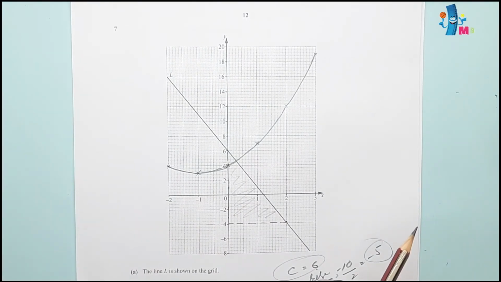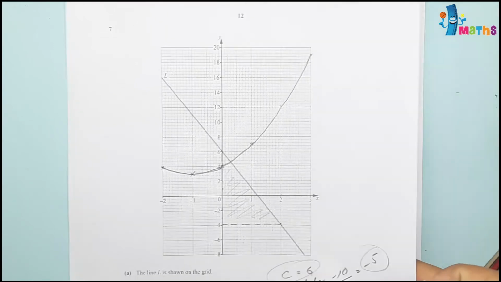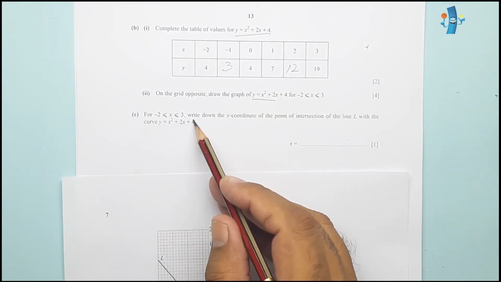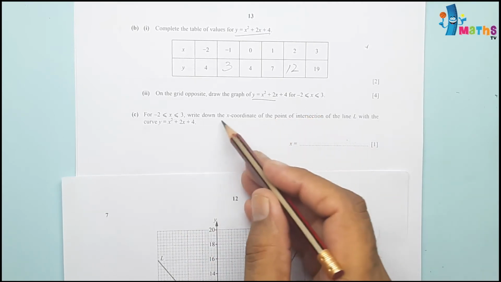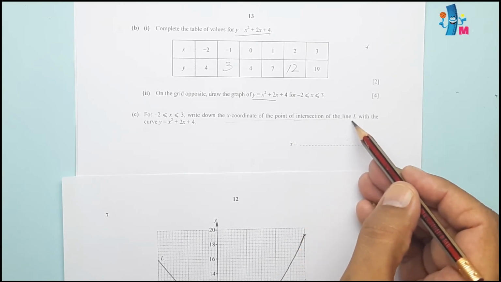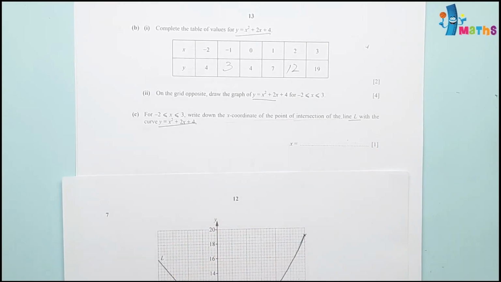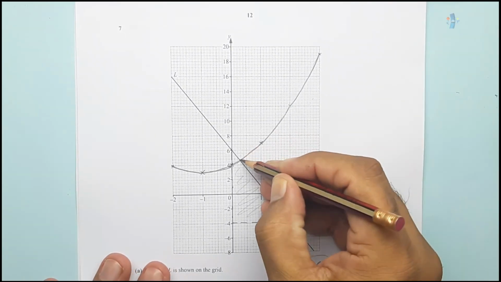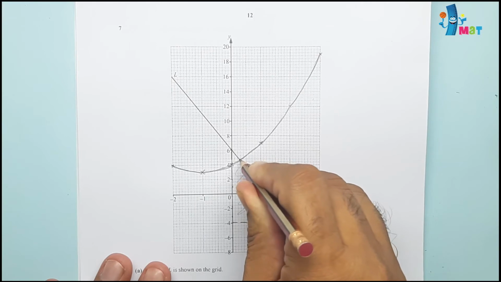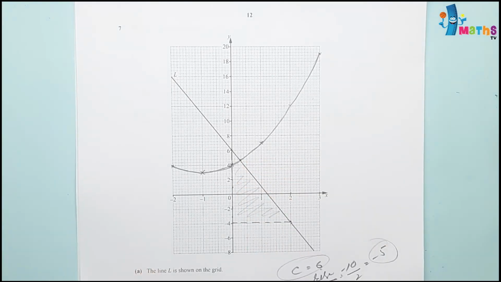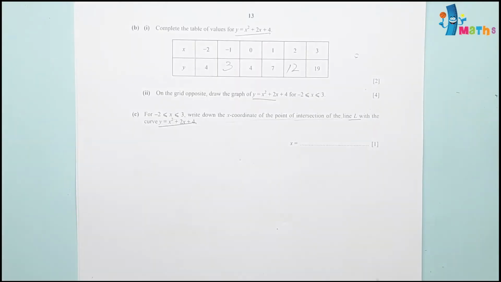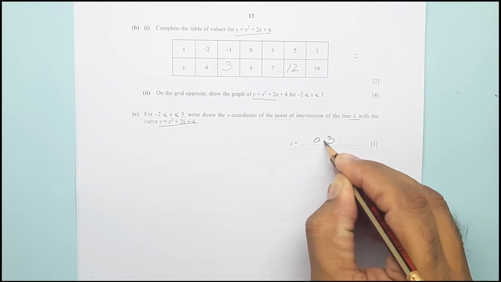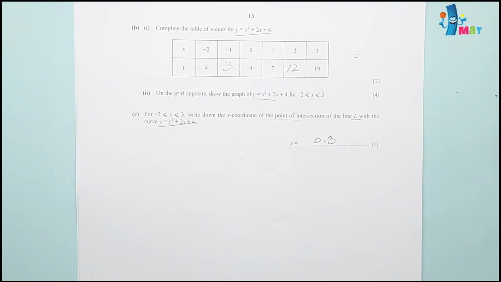Now they are saying, next question on the basis of this curve: for this range minus 2 to 3, write down the coordinates of the point of intersection of the line L with the curve. So the intersection of these two will be this one, and the coordinates of this will be 0.123. So we can write the answer as 0.3 or 0.25, whatever you are getting. I'm getting 0.3, so I have written 0.3.